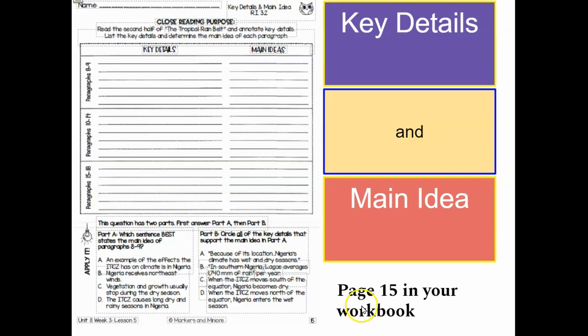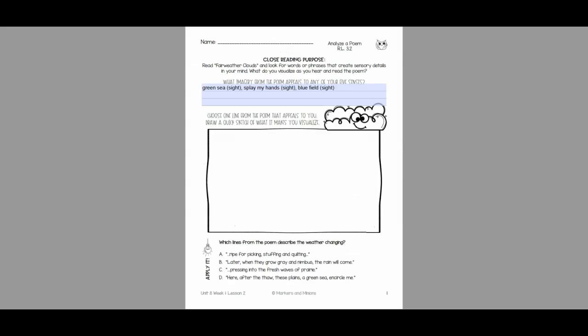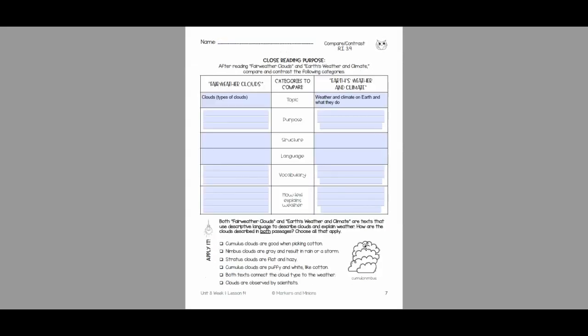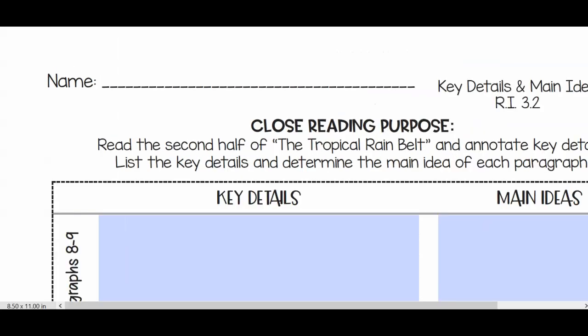Now we're going to go to page 15, and we're going to talk about key details and main idea. So page 15 in the workbook. All right, we're going to our weather and climate workbook, unit 8, and we're going to go to page 15. It's right here. And we're going to fill in the key details and the main idea for the 3 sections. So let me do this.